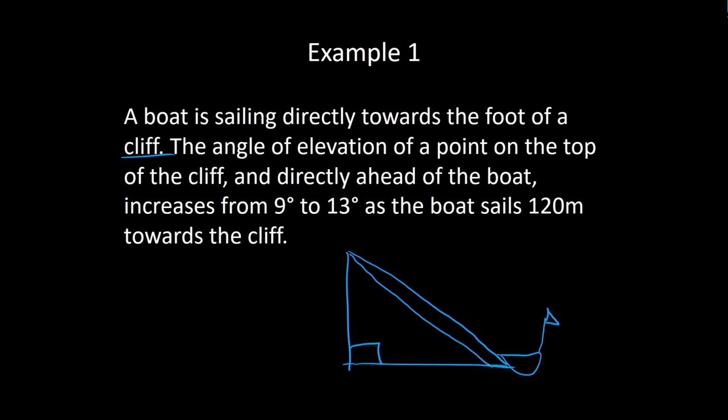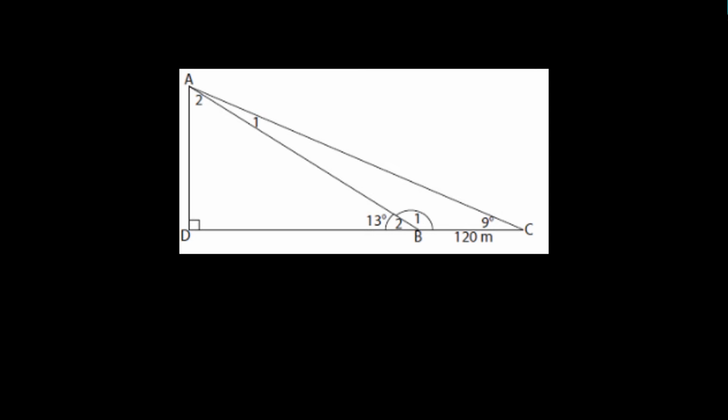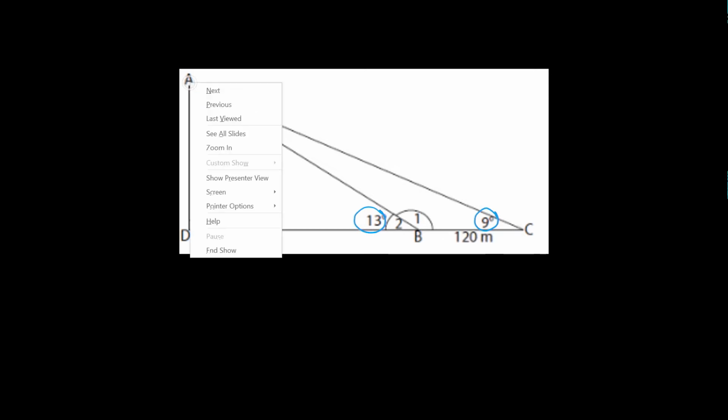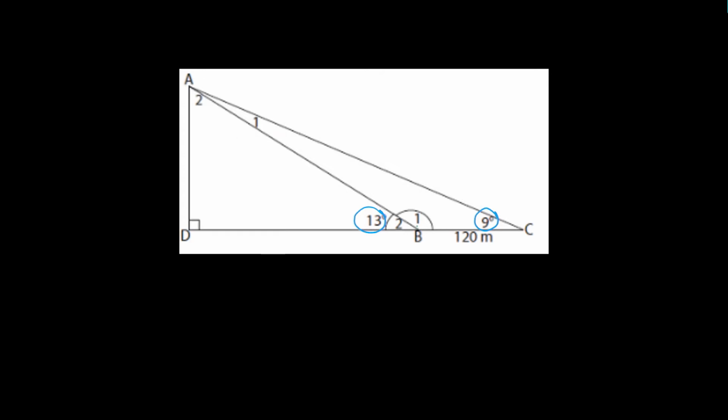The boat has moved 120 meters before the angle changes. So this is what the diagram really looks like, a much neater sketch than what I drew. We can see that the angle increases from 9 degrees to 13 degrees. AD is the cliff, and the angle of elevation from point C is 9 degrees when I look up to the point on the top of the cliff, and the angle of elevation from B to the top of the cliff is 13 degrees. When I have a question like this, I can see that I'm going to need angles in triangle ABC, this one.